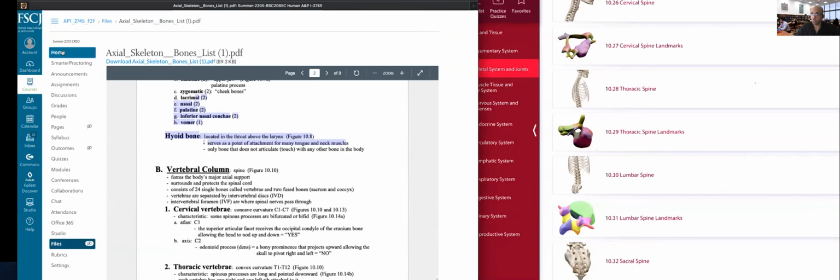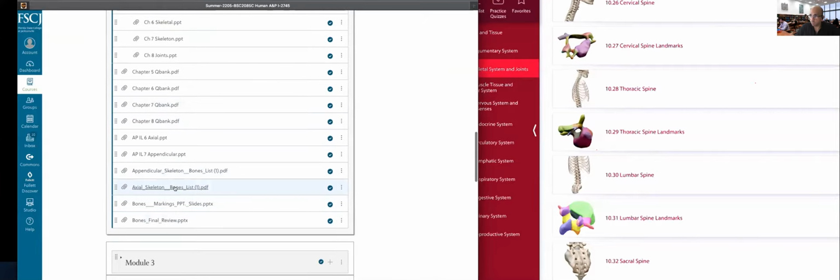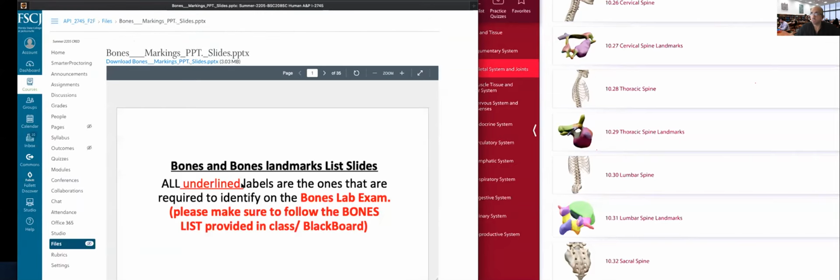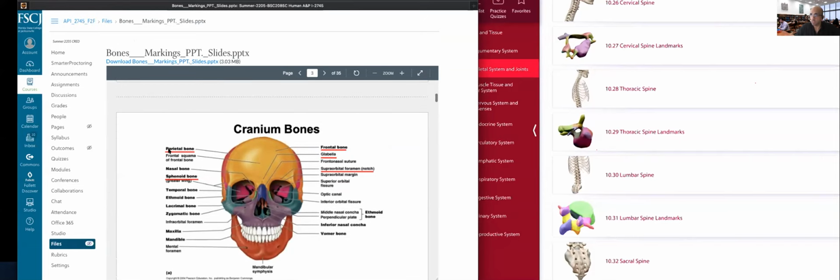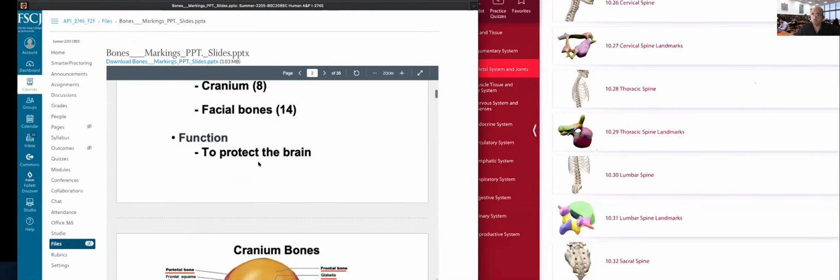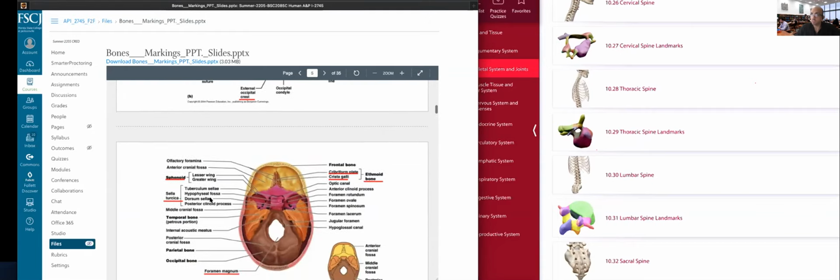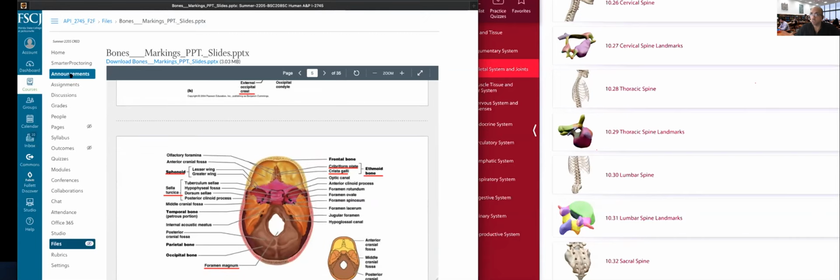That's why you're also provided with this PowerPoint presentation, the bone markings PowerPoint slides. Here I underlined the bones that you are required to know from the list. But you can't study this on its own either. You still need to have the list with you to make sure that you don't miss any information. Is this clear now, Lodia?